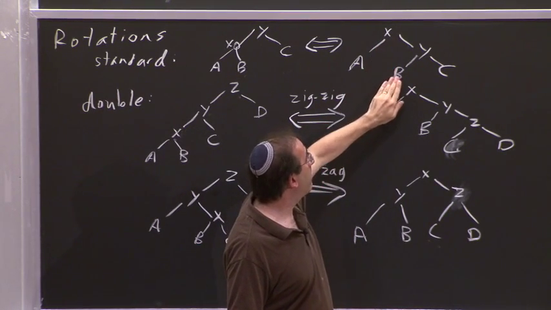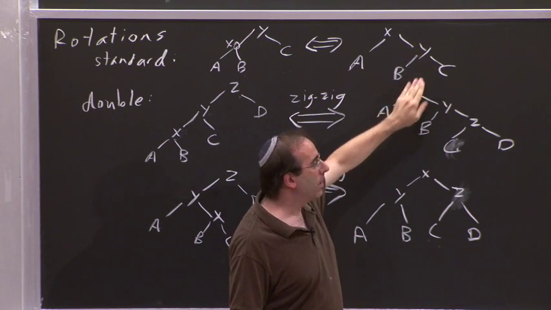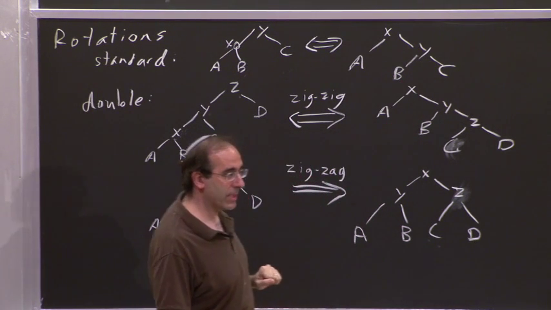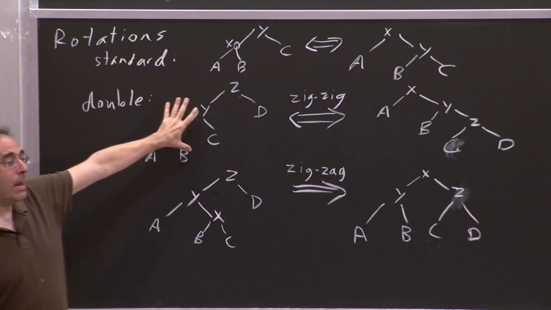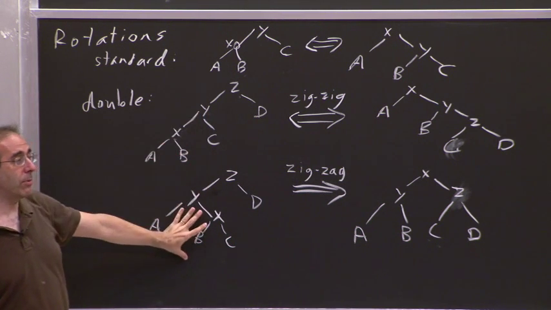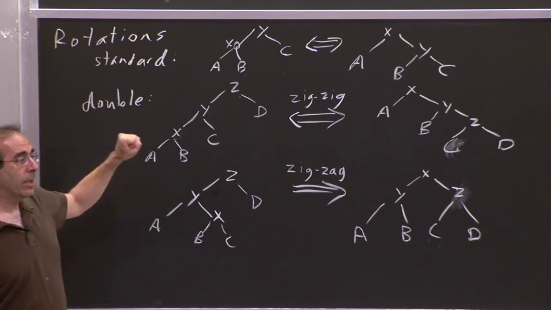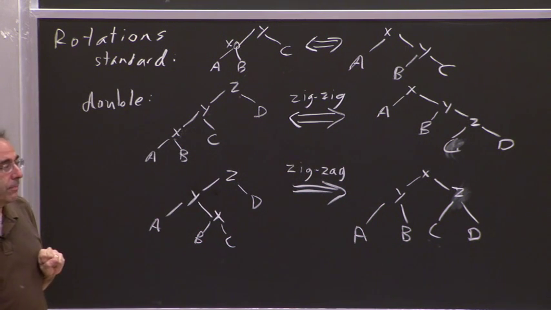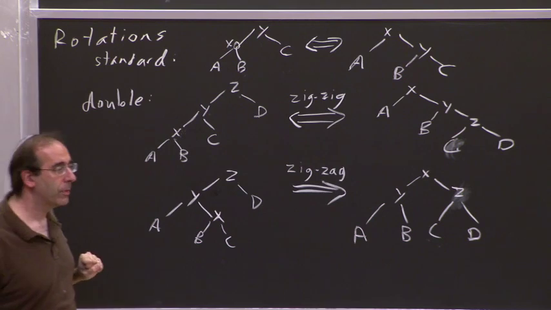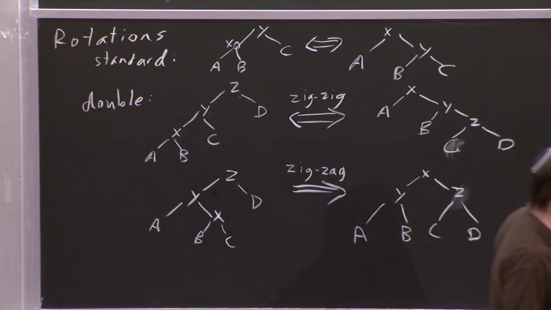Then the stuff in B must be between X and Y. Then there's Y, and then finally there's the stuff in C. Okay? And the same is true of these double rotations, that they do not change the ordering that is implied by the search tree. Okay? And that's crucial, right? If we change the order, we would lose items.